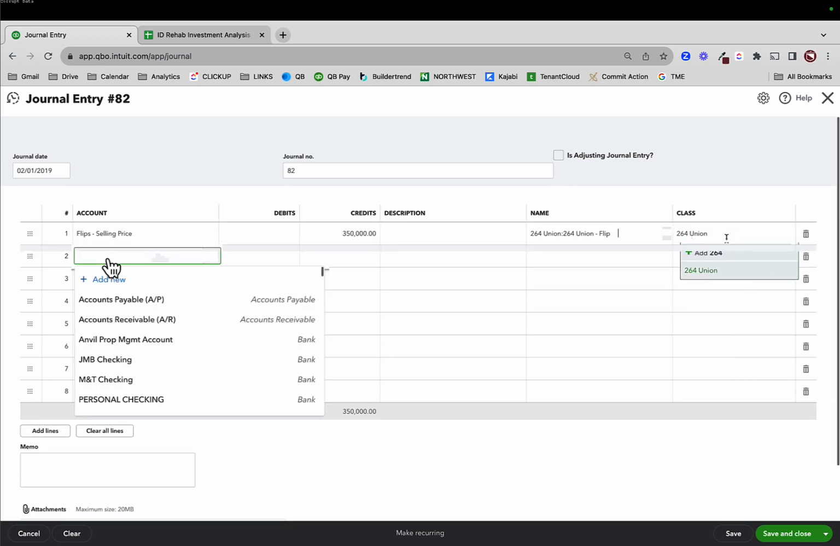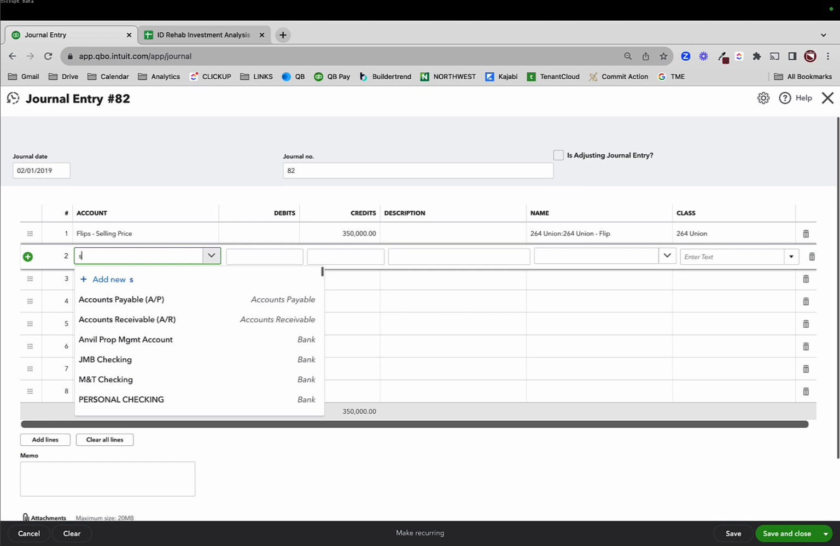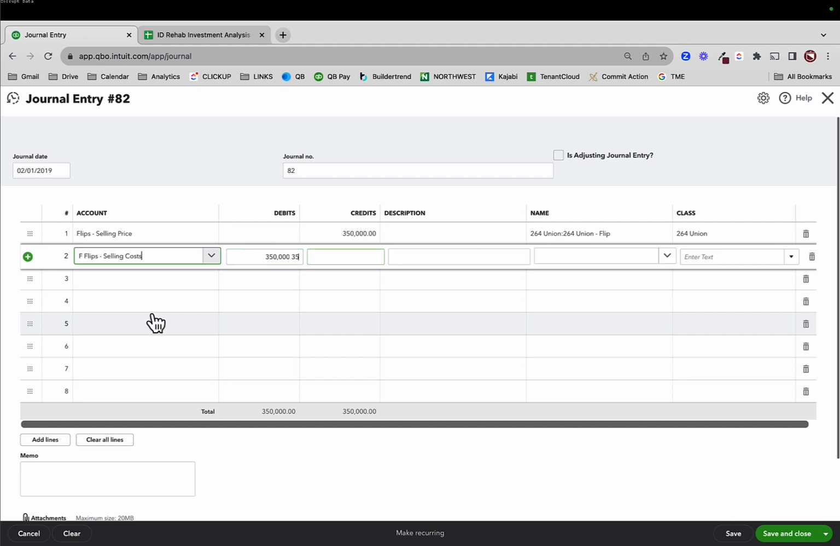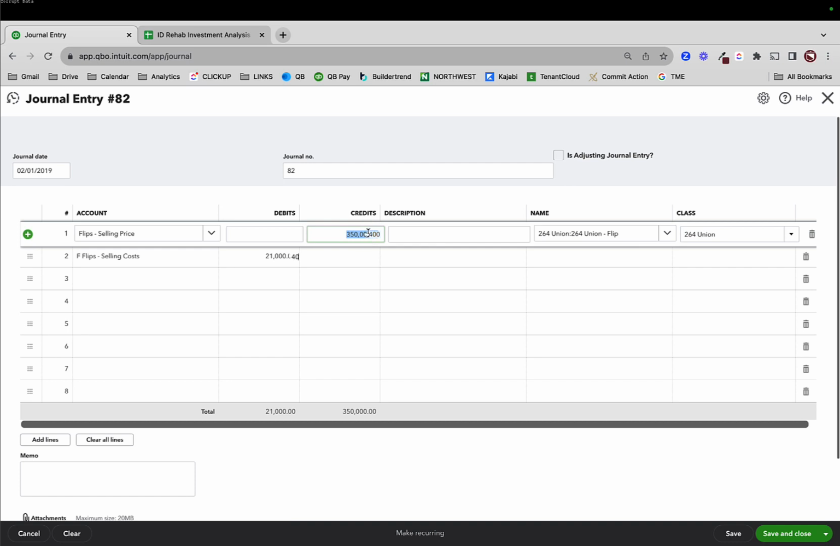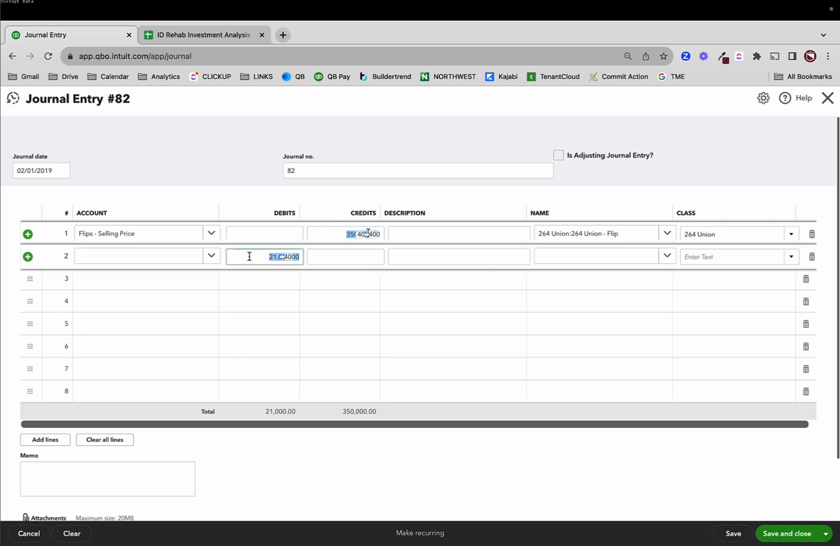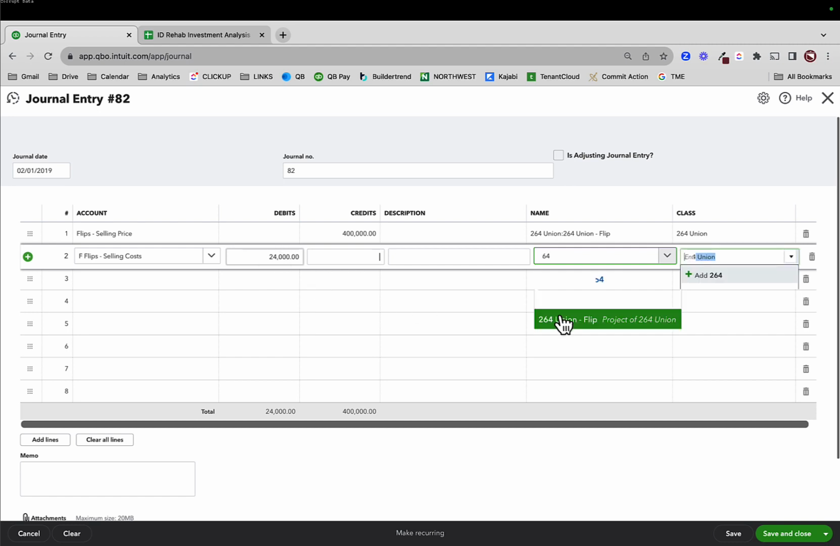Okay, there's my selling price. And then I probably have selling costs, right? So this would show up on your statement. You'd probably have $350 times 6%. Let's actually say I sold it for more. I kind of want to make this look profitable. So let's say 400 times 6%, so that's $24,000 in realtor commission. So that's selling costs again to this exact flip.